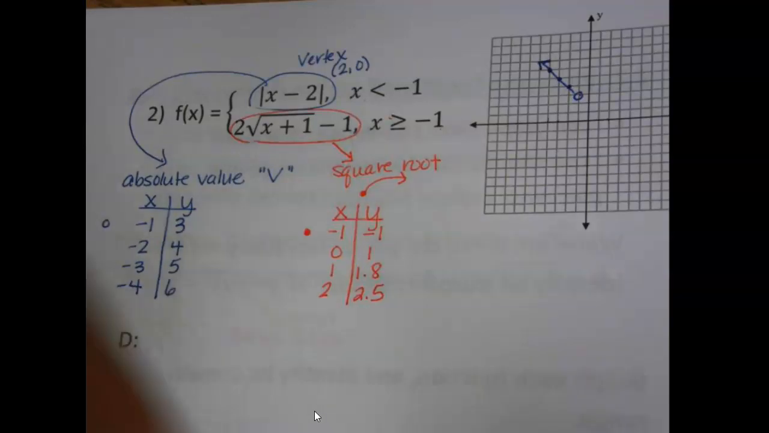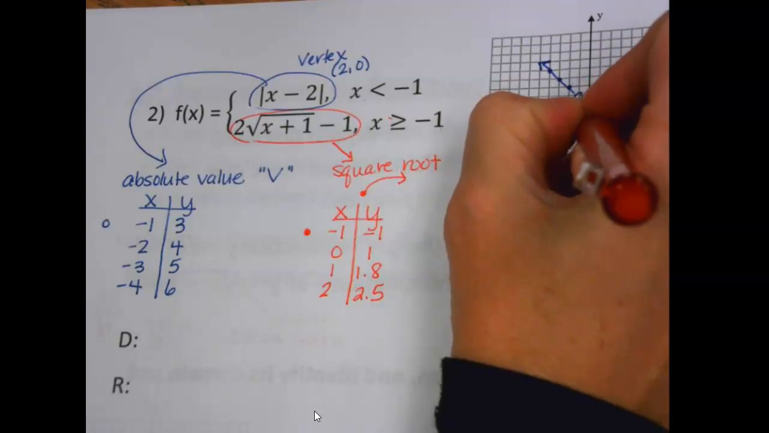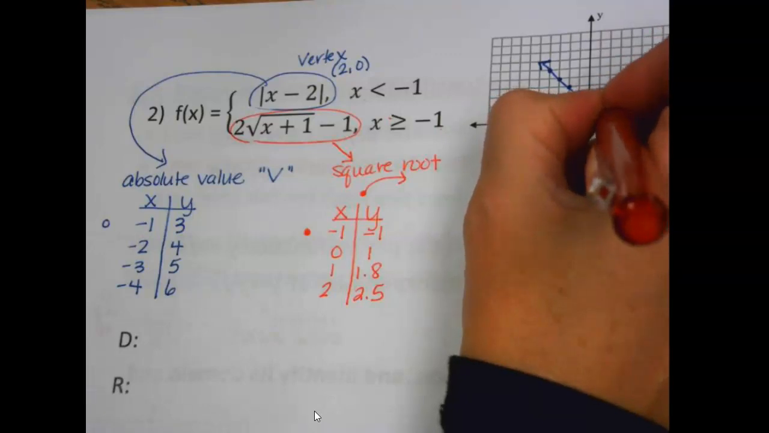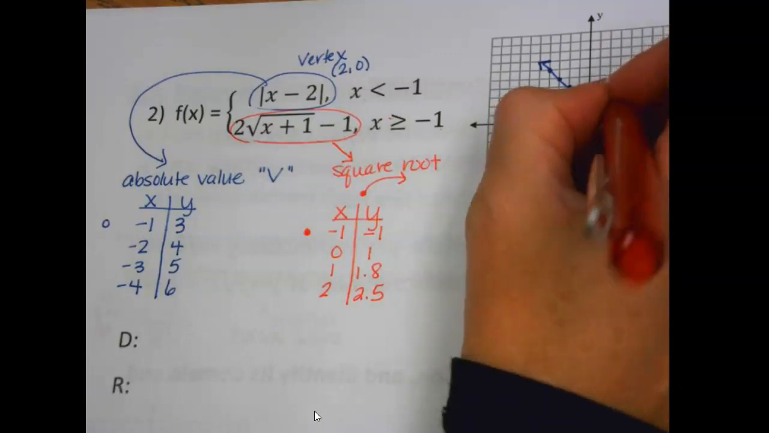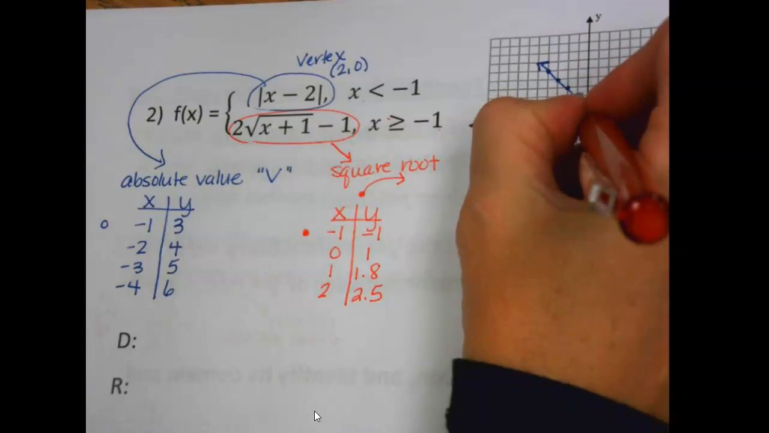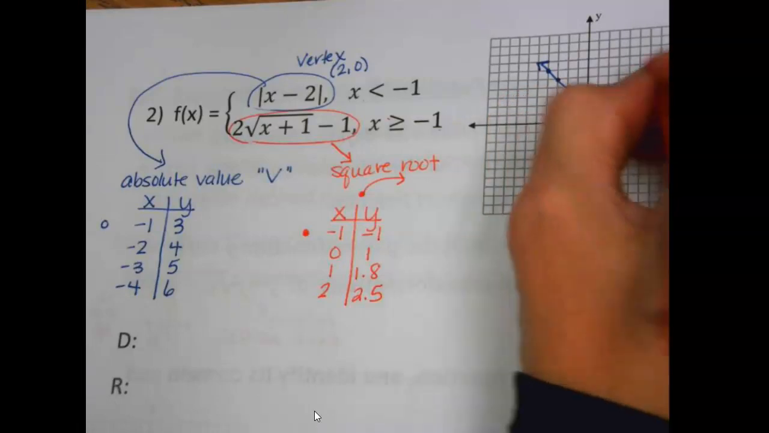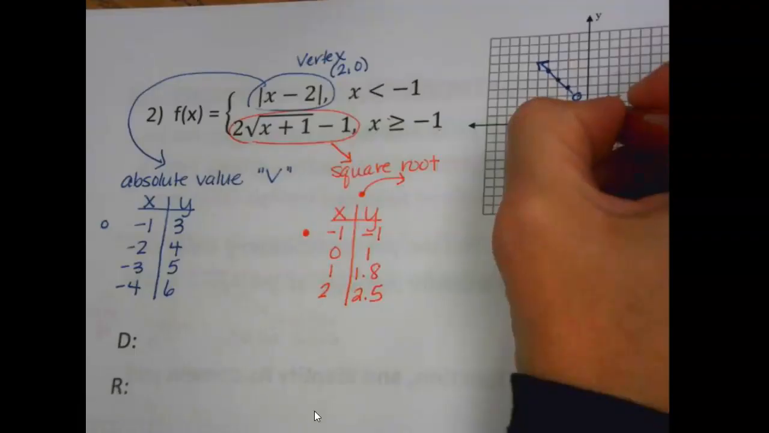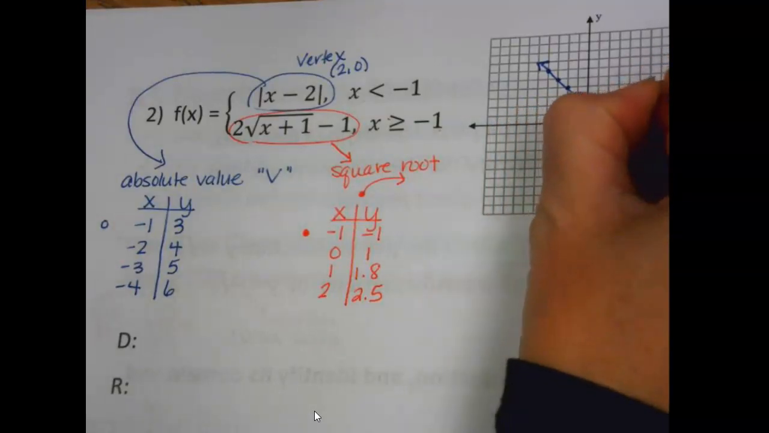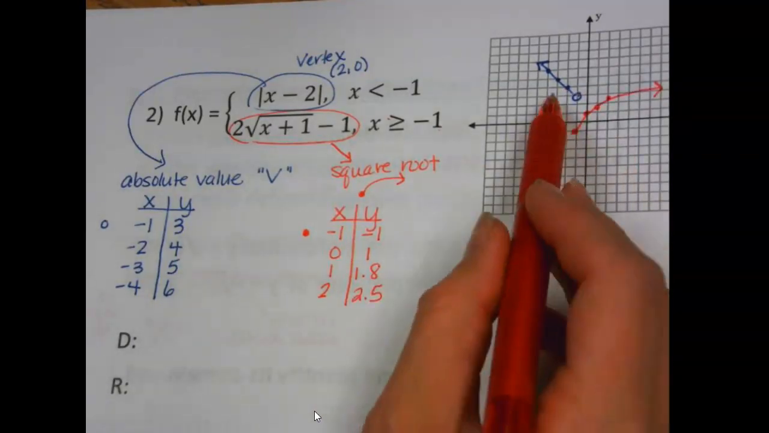Now the next one, the square root, we're going to graph -1, -1, closed circle, 0, 1, 1, 1.8, and 2, 2.5. Whoops, I graphed 0, 0 instead of 0, 1. Zero, 1, 1, 1.8, and 2, 2.5. And then I want to connect those to make that curve that we were looking for. And I have my 2 pieces.